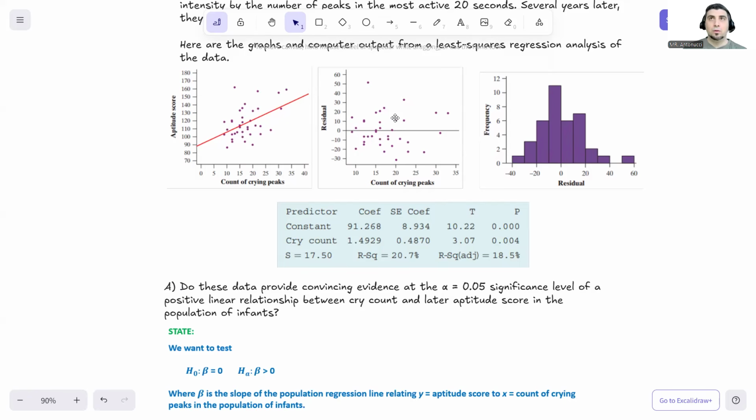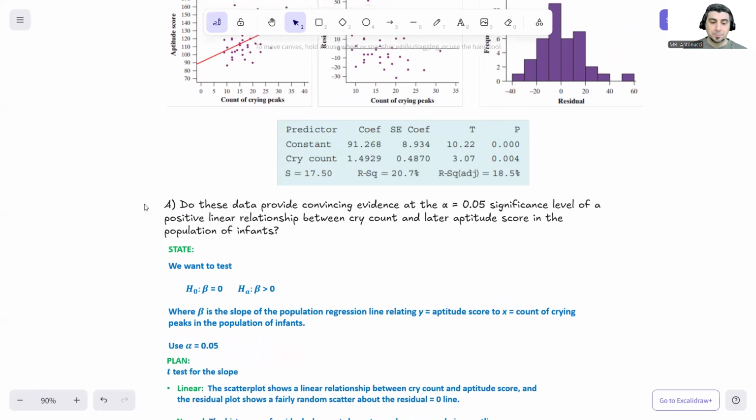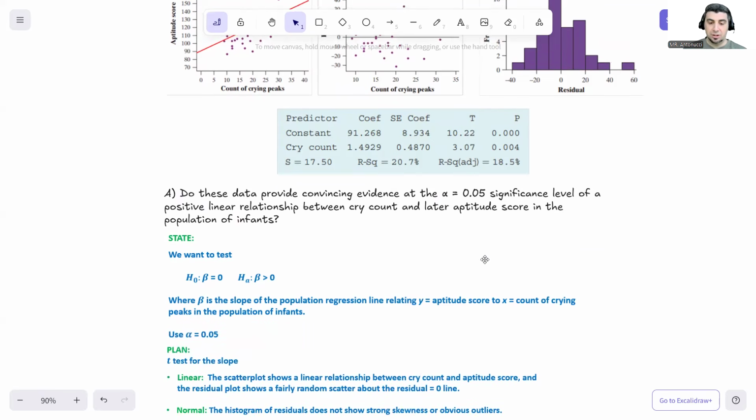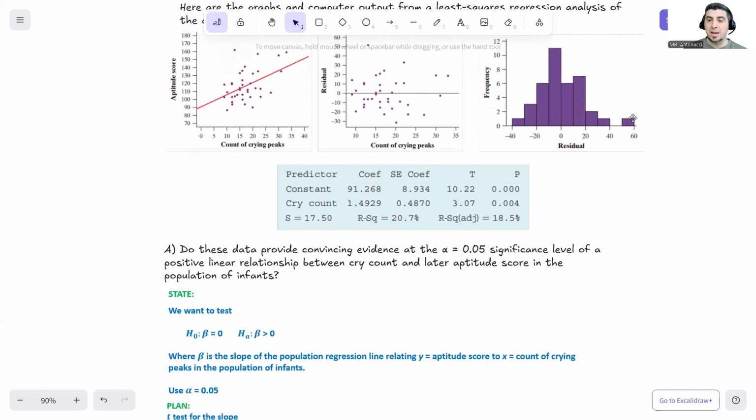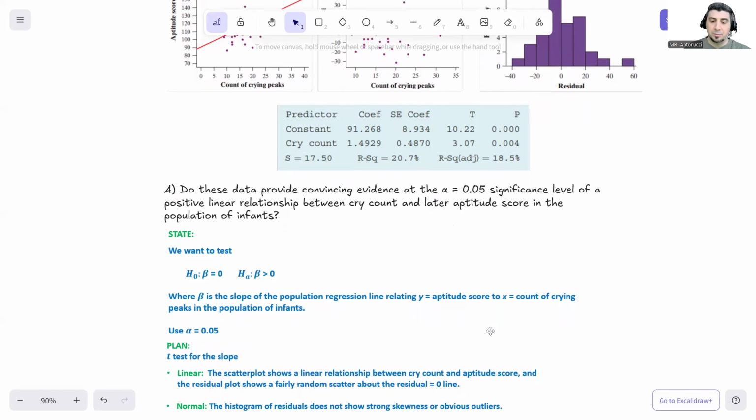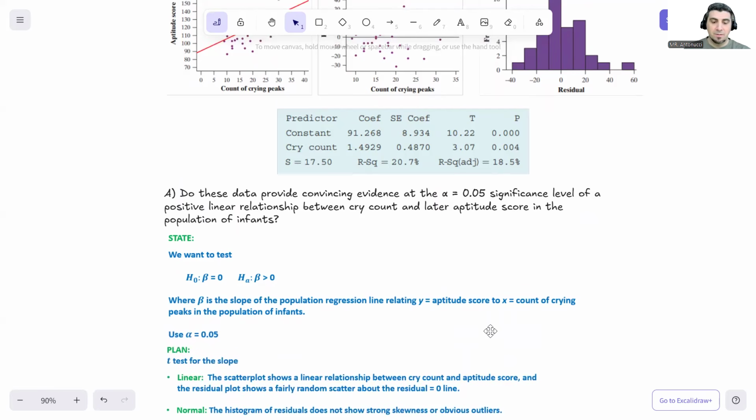So you're looking for a general linear pattern here and a general random scatter in the residual plot. And again, don't worry about small little details here. If it's a general type of pattern, you're okay for the linear. For the normal, if we look at the histogram, it doesn't show any strong skewness or obvious outliers. You might have one here, but it's not necessarily going to be an outlier. If it was way up at like 240, then that might be considered an outlier. But in general, it doesn't have any strong skewness or obvious outliers.